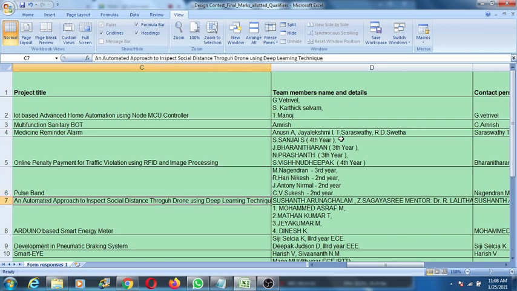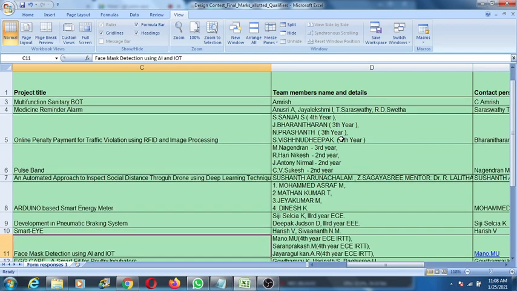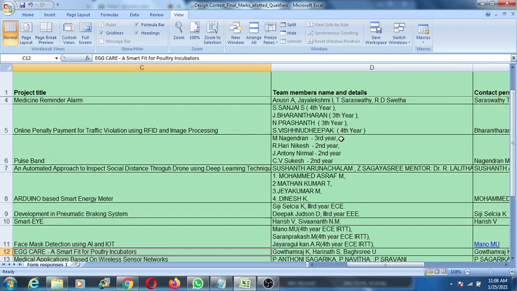An automated approach to inspect social distance through drone. Afternoon session. Mohammed Dasrup given. CG Celsius given. Harris given. Then Mono given. And ECG care, a smart fit for poultry incubators. Gautam Raj, Harinath, Bhagyashree.